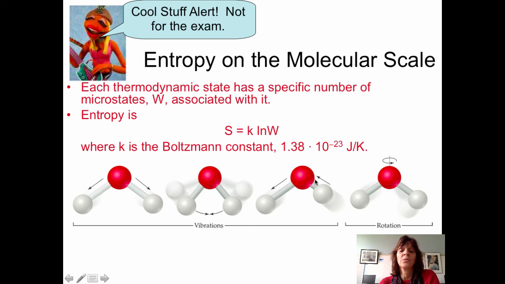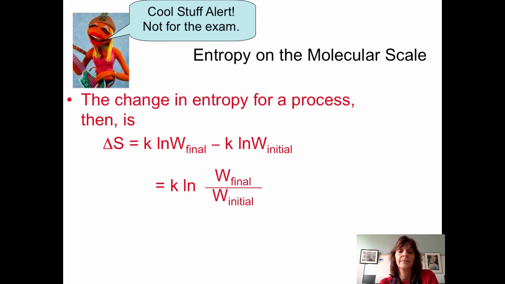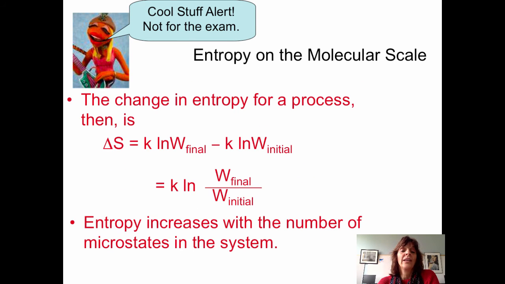And Boltzmann's constant is this really small number, 1.38 times 10 to the negative 23 joules per Kelvin. So any change is going to be the change of the final state minus the initial state, and you can rewrite it this way. So therefore, entropy increases with the number of microstates. If you had the same number of microstates, it would be the natural log of 1, which would be 0, and the change in entropy would be 0. But if W is any number greater than the initial, then you'll have a positive change in entropy.